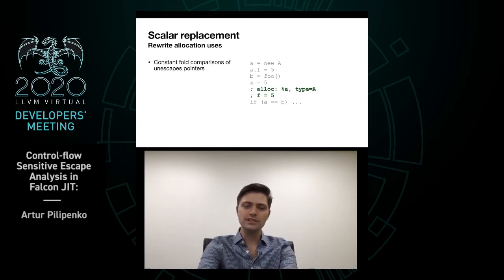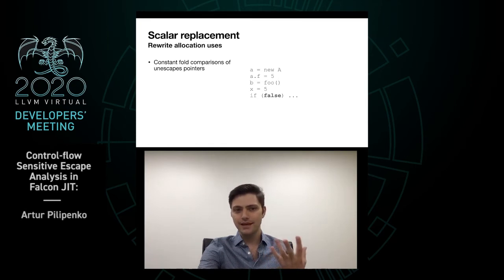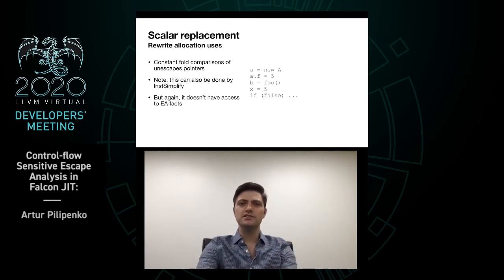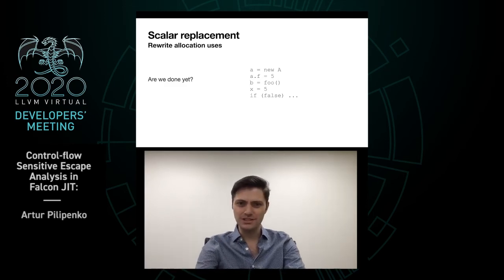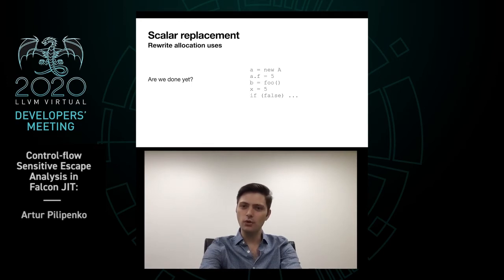We also do things like constant folding of comparisons, which involve unescaped pointers. Because we keep track of all possible pointers to unescaped allocations, we know whether two pointers can point to the same object or not. And again, there is an existing transform in simplify, but it doesn't have access to the escape analysis we computed. So are we done with this example? Well, not quite. There is one use in the deopt bundle, which prevents elimination of the allocation.